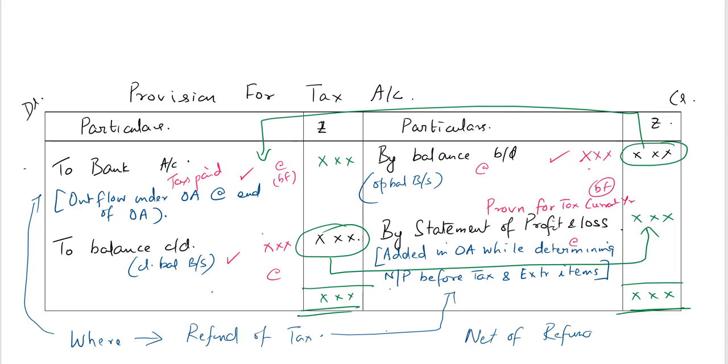I repeat, where the amount of refund of tax is also given, then the amount which we will add in OA while determining net profit before tax and extraordinary items, as well as the amount we will deduct in OA at the end as outflow of tax paid, both will be net of refund. So this is a provision for tax account.